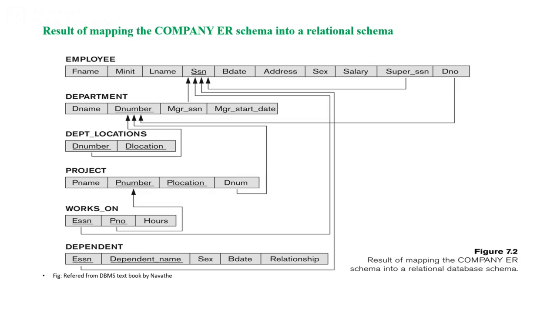So by looking at this schema diagram, we are moving to the next step, that is step 2, mapping of weak entity type.